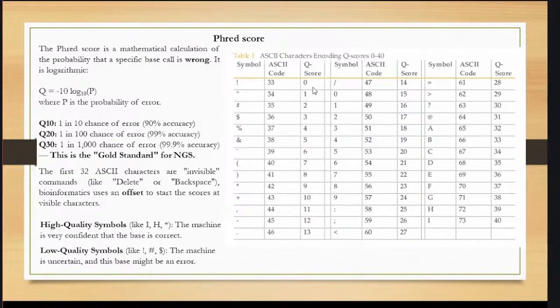So now if you have a Q score 0, you will get an exclamation sign. Exclamation sign means that a very poor quality base calling has occurred. Then in the Phred scale, if you see here, there is H and I, they have a Q score of 39 and 40, and they are high confidence, high quality symbols. They are the high quality symbols which should be there in the read sequences.